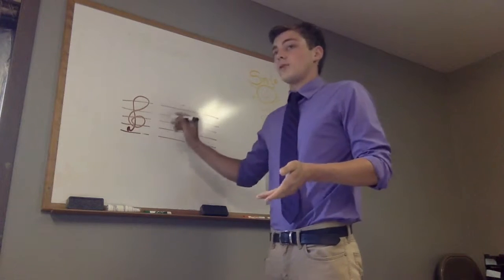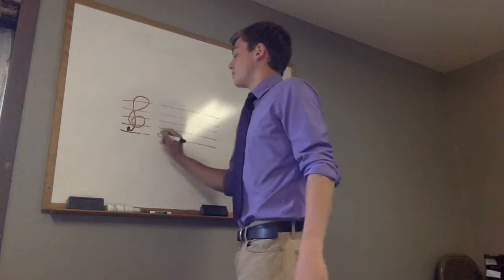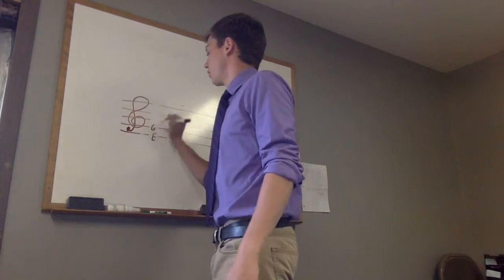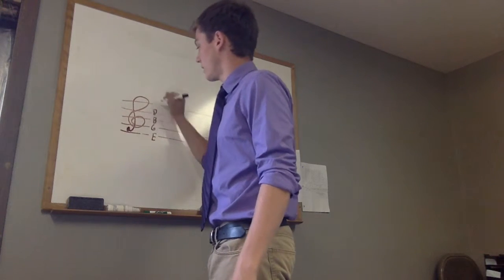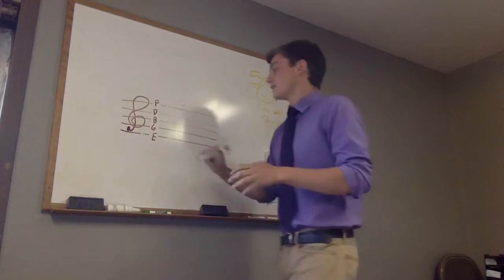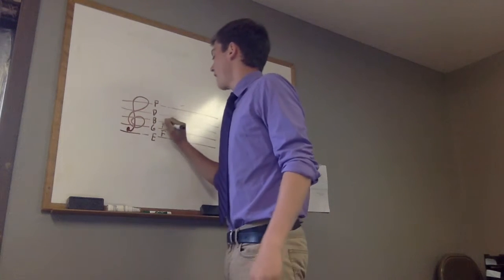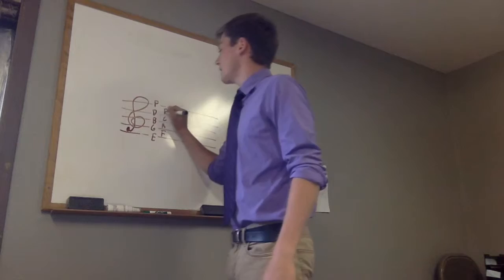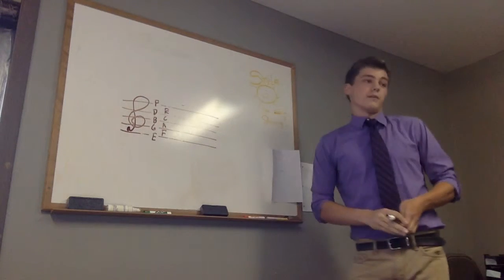So, for example, for treble clef, for the lines, you use every good boy does fine. E, G, B, D, F. And for the spaces, it's face. F, A, C, E. That's the most simple way to remember these.